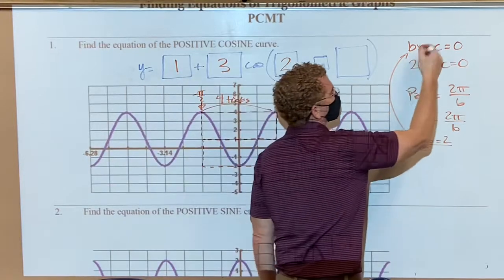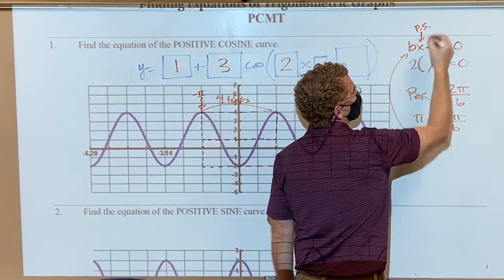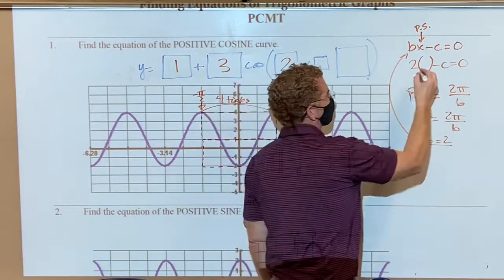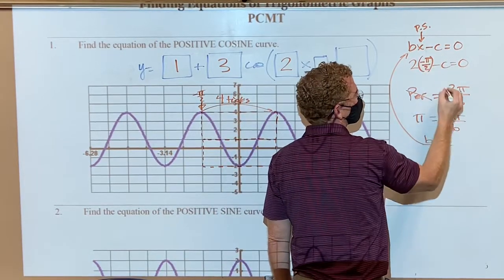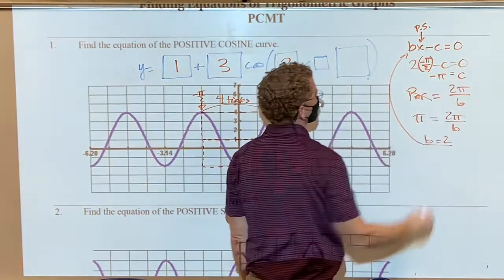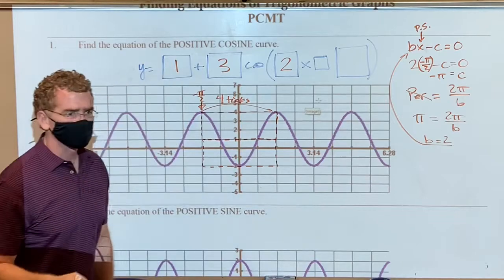I just come up here and for x, x is the phase shift. Because that's what you were doing before, right? You solved for x, and x was the phase shift. So I'm going to plug in negative pi over 2 in here, and then when I move the c over, I get negative pi.